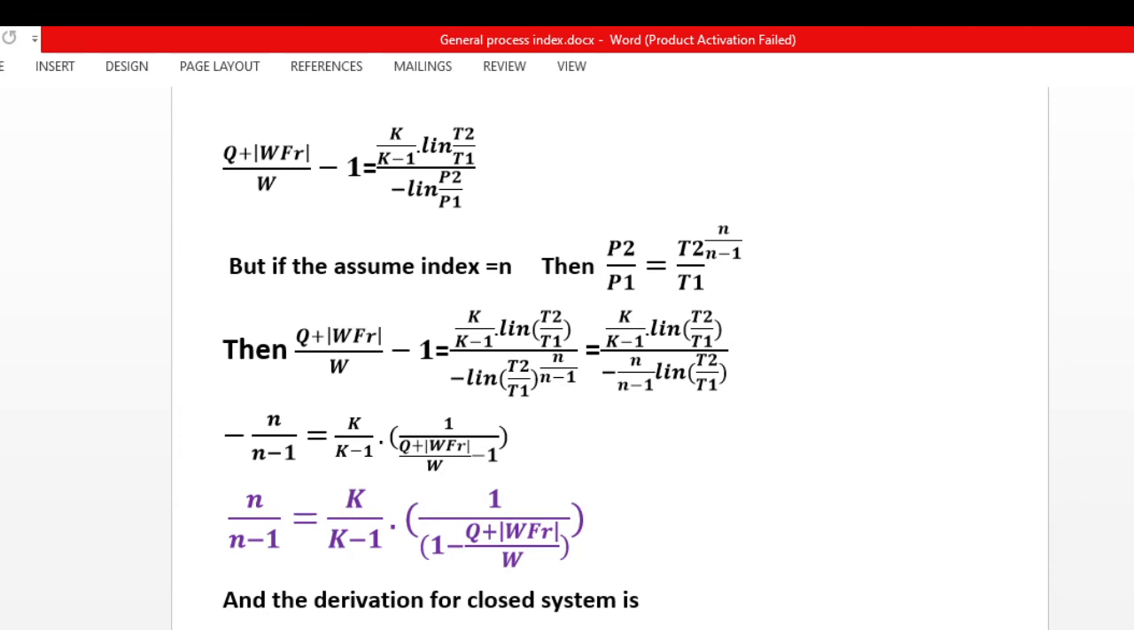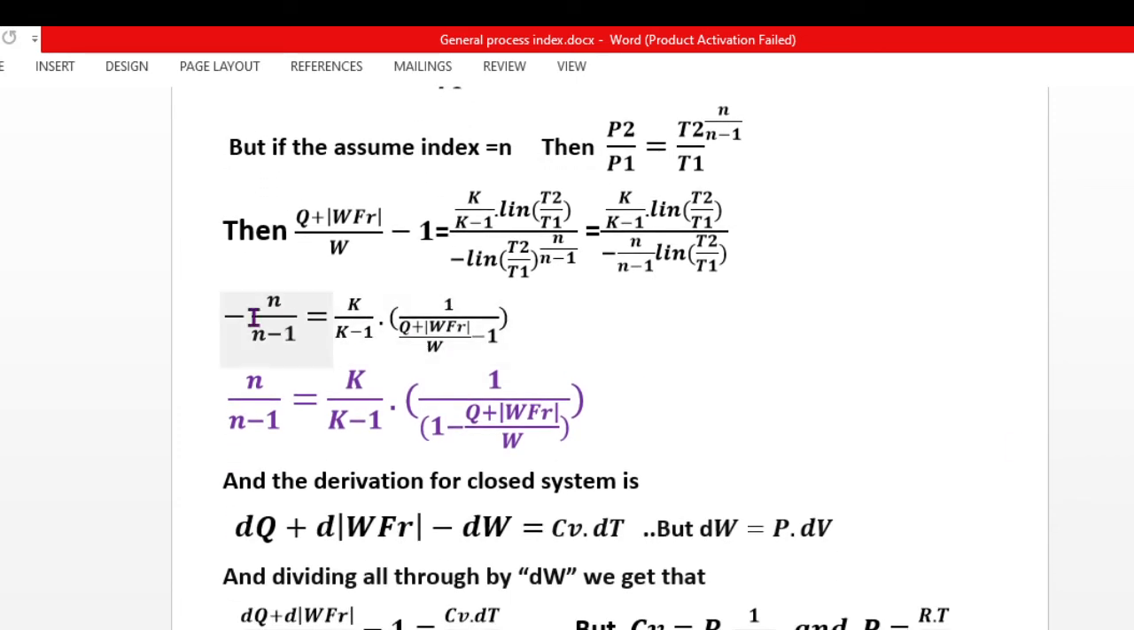And multiplying both numerator and denominator by minus 1, we get n over n minus 1 equals k over k minus 1, where the minus 1 is the share of the denominator here, and we invert the denominator. This becomes k over k minus 1 times 1 over 1 minus (Q plus W friction) over W.